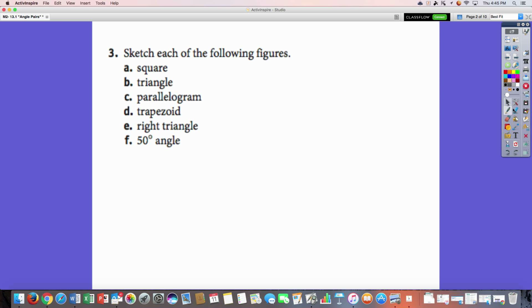All right. Now we're going to sketch the following figures. The last one. A square, a triangle, a parallelogram, a trapezoid. Hopefully you know the difference between those. A parallelogram, a trapezoid. Of course, a right angle we know is always right. And an angle. Ready for some magic tricks?